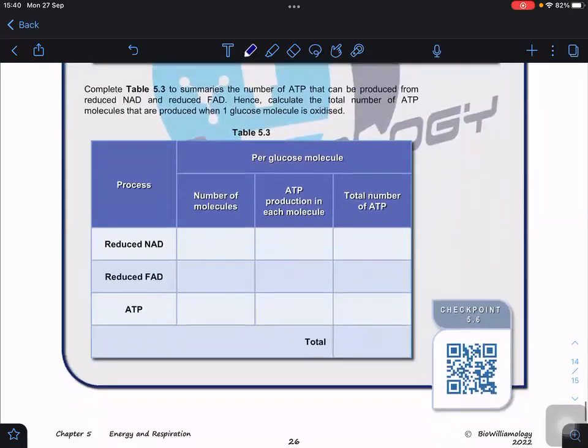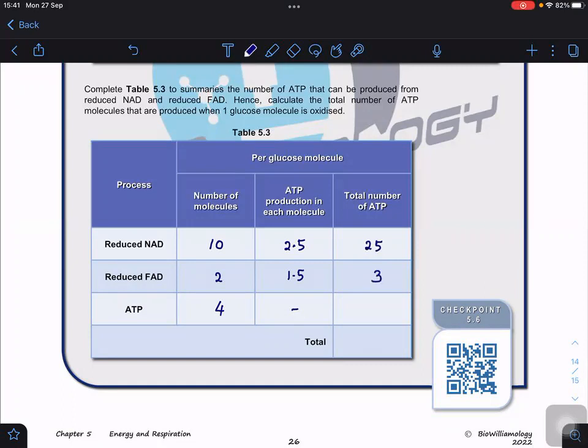So look at table 5.3. We're going to summarize the number of ATP that can be produced from reduced NAD and reduced FAD. So therefore, calculate the total number of ATP molecules produced when one glucose molecule is oxidized. Reduced NAD, number of molecules, we have 10 of them. Reduced FAD, we have 2 of them. ATP, we have 4 of them. ATP production in each molecule: reduced NAD is 2.5, reduced FAD is 1.5. This one, no, because it's already ATP. So the total number of ATP, you can see that 25 plus 3.